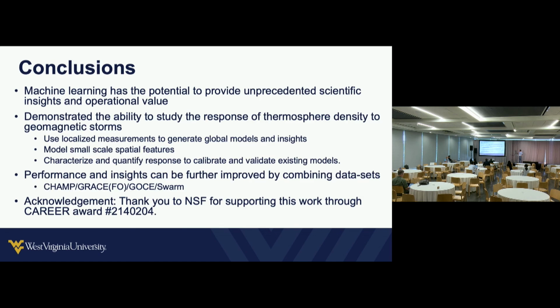So yeah, again, we have not done any scientific inference, but what we presented does have good potential value for science and operations. All of the demonstrations that I showed were at 400-kilometer altitude, which is where we believe the CHAMP ML model is most applicable. We do plan to extend this applicability region based on combining data sets from all these satellites.